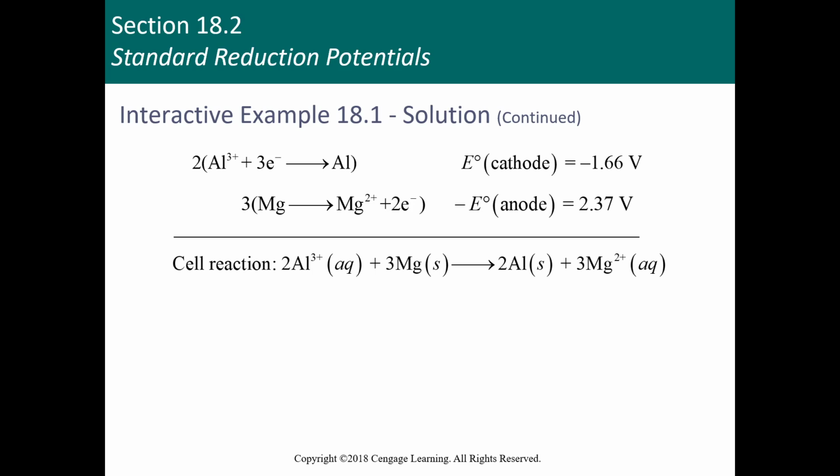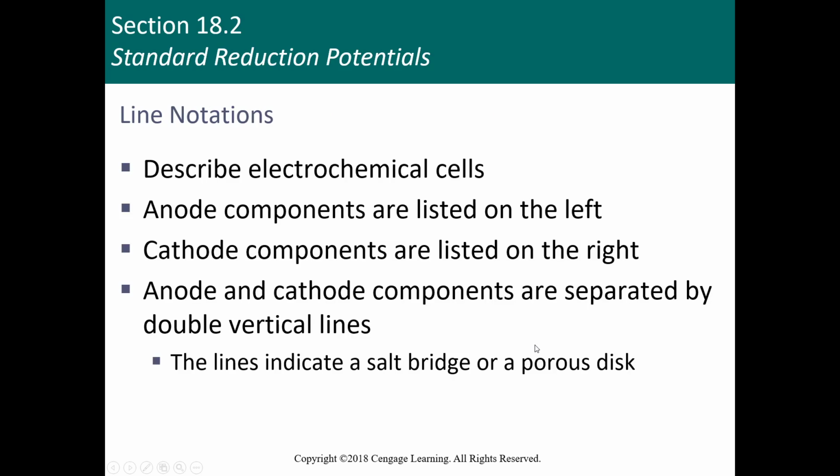Our cell reaction, therefore, is going to be 2 Al3+, 3 Mg, 2 Al, and then 3 Mg2+. Notice again, we don't put any electrons here because our electrons will cancel. We have 6 here, 6 here. Our E0 cell is going to be negative 1.66 plus 2.37, which is 0.71 volts.